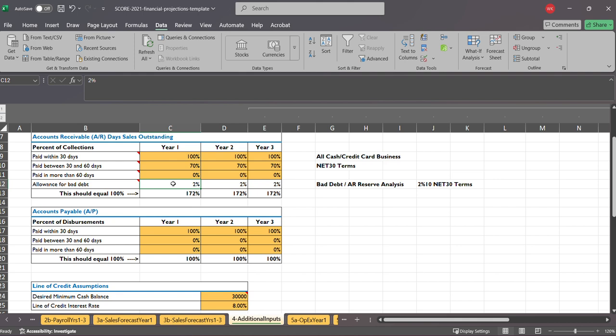It's not truly bad debt, but it will dilute your AR collection and it will affect cash flow. So for that reason, I'm just going to park it there. And here, this should equal 100%, which makes sense. So this is 28.